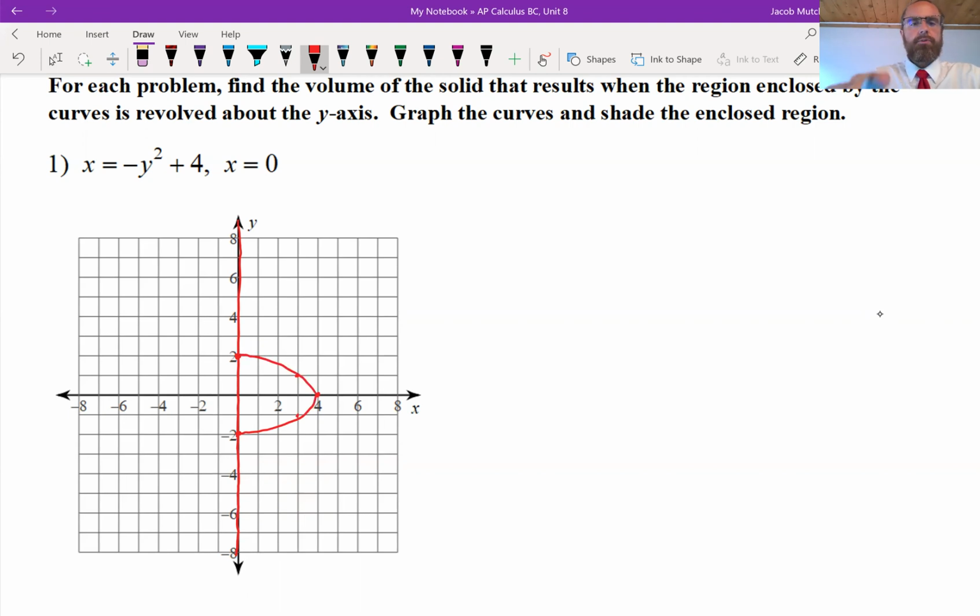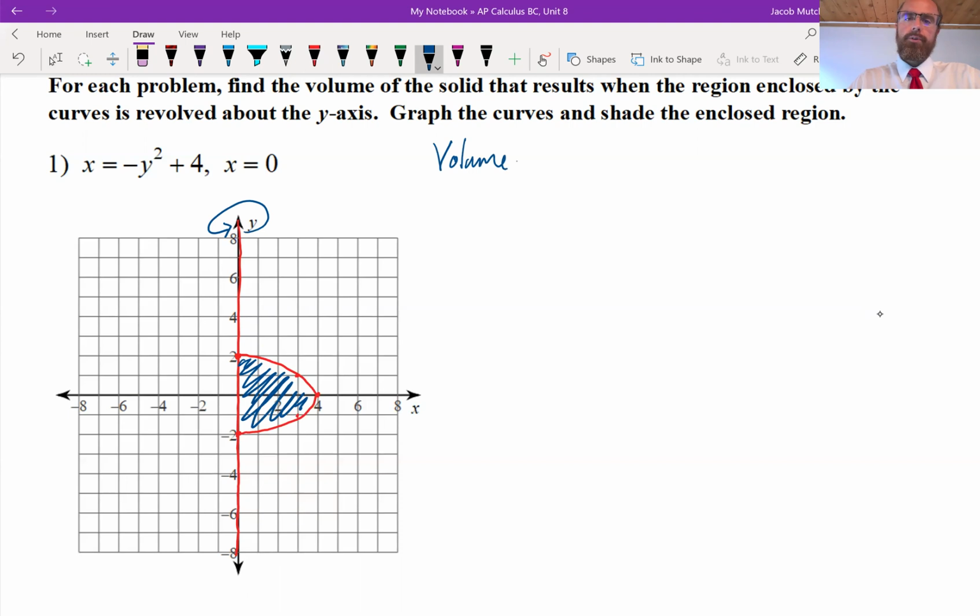So there we got a nice graph, and what we're interested in finding is what's the volume of the region or volume of the solid when I rotate this region around the y-axis. So that's our setup. Let's also set up our integral to calculate the volume.